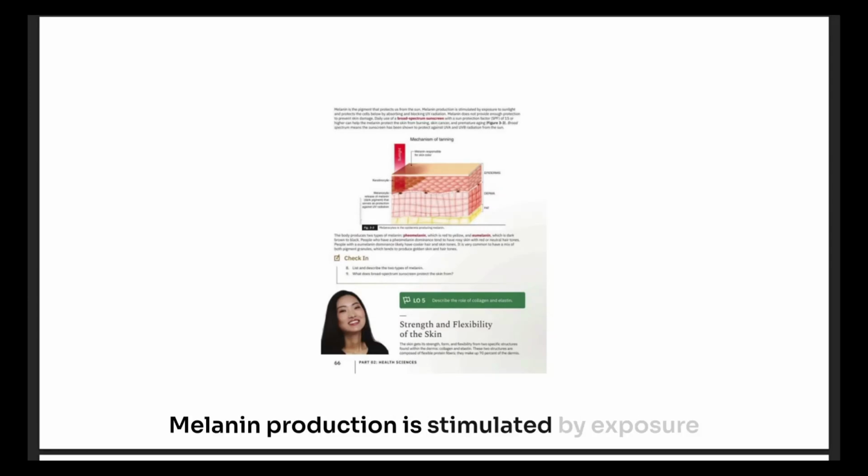Melanin production is stimulated by exposure to sunlight and protects the cells below by absorbing and blocking UV radiation. Melanin does not provide enough protection to prevent skin damage. Daily use of a broad spectrum sunscreen with a sun protection factor (SPF) of 15 or higher can help the melanin protect the skin from burning, skin cancer, and premature aging. Broad spectrum means the sunscreen has been shown to protect against UVA and UVB radiation from the sun.